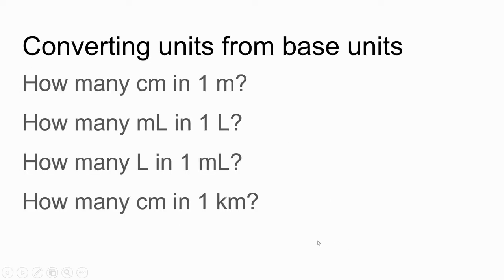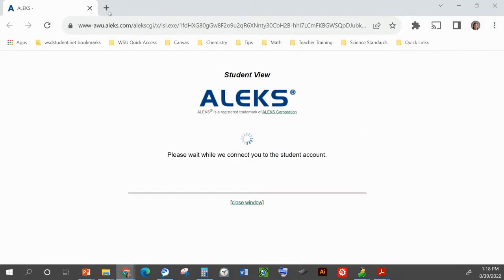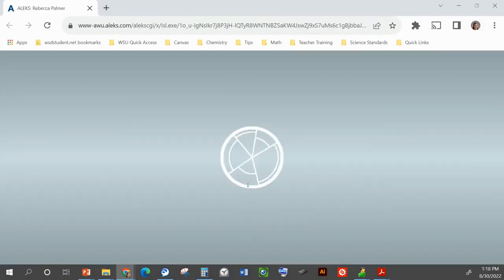Before we go on, let me show you in Alex. I have a student view in Alex, so just give me a second and I'll show you. There we go. So I try to go through Alex as you're going through.